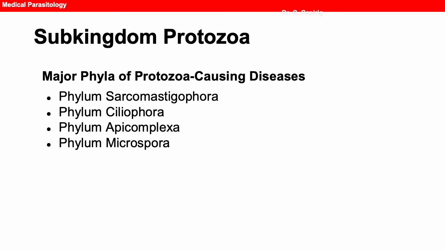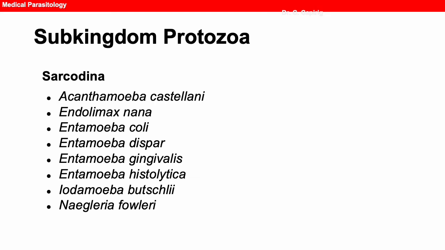Again, the major phyla of protozoa causing disease under subkingdom protozoans are the Sarcomastigophora, Coeliophora, Apicomplexa, and the Microspora. For Sarcodina, which includes your amoeba, we have the following organisms: Acanthamoeba castellani, which is a free-living amoeba; Endolimax nana, Entamoeba coli, Entamoeba dispar, Entamoeba gingivalis, Entamoeba histolytica, Iodamoeba buetschlii, and Naegleria fowleri.